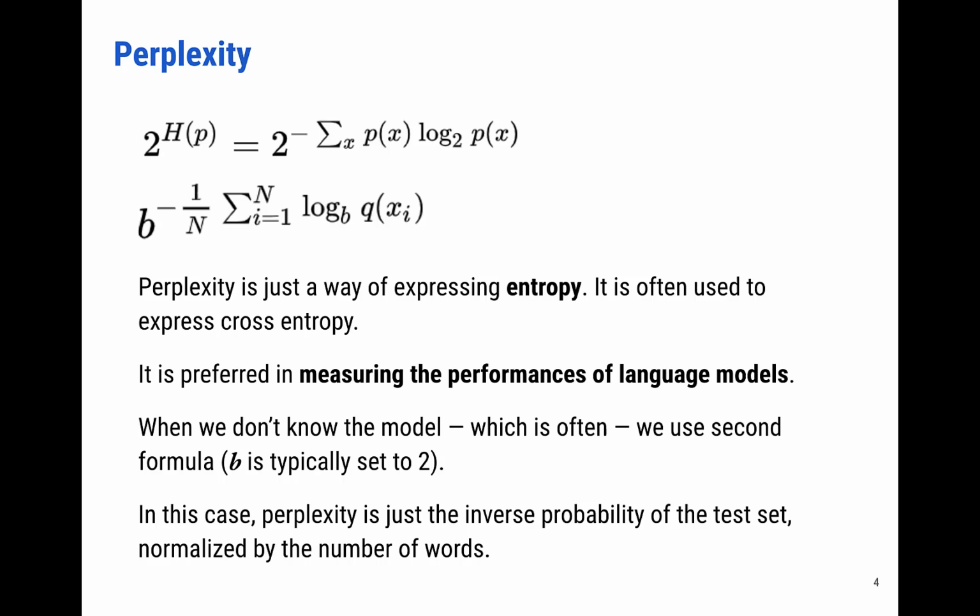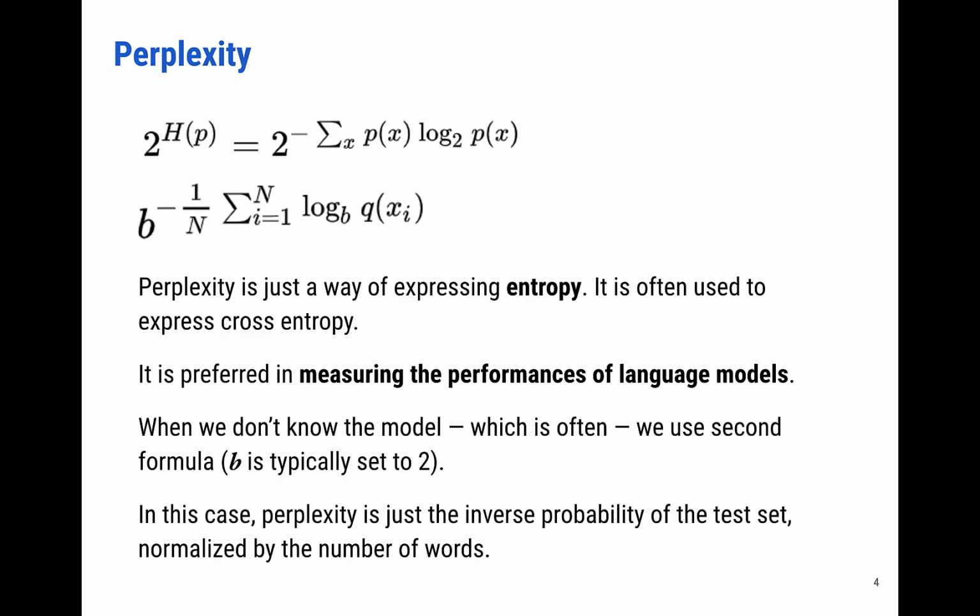Another concept is that of perplexity. Perplexity is, excuse the pun, perplexing in the sense that it's not clear why it is used. And we'll see a slide about that in a second. It's really just the same thing as entropy. It's just a way of expressing entropy. It's often used to express cross entropy. The perplexity is oftentimes 2 to the cross entropy of something. But the basic formula is just you take the entropy and you exponentiate it. This is often used as a way to measure the performance of language models.